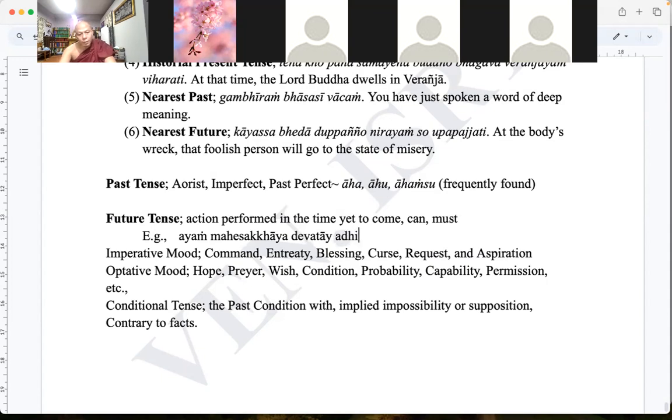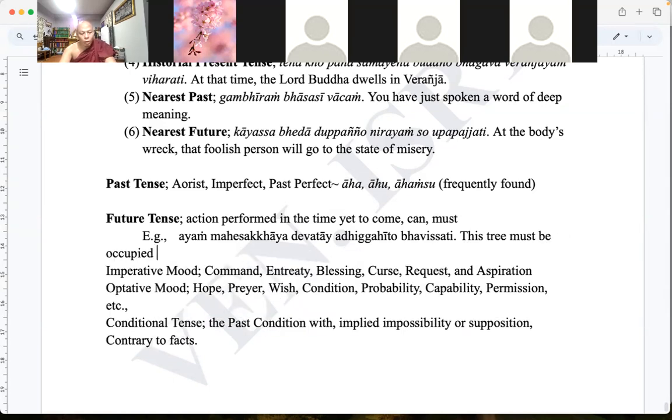Iwadaya. So adegahito. Ayaroko. So bhavisati. So these three, occupied by the powerful tree spirit. So that is from the demographic commentary, in the sense of mass, see?